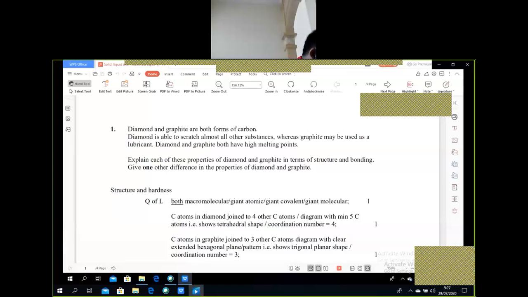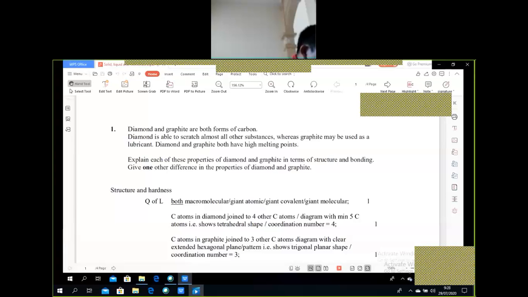Okay, in structure and bonding, we know diamond is hard. So let's discuss from the perspective of structure and hardness. Both of them are macromolecular, giant covalent networks. The difference is that in diamond, one carbon atom is joined to 4 different carbon atoms. It forms a tetrahedral shape with a bond angle of 109.5 degrees. The coordination number is 4.